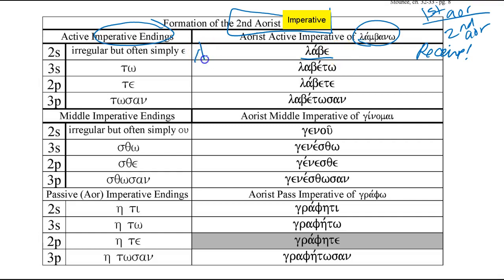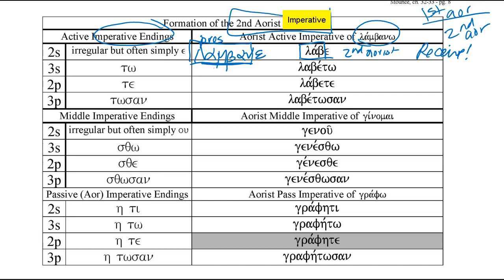And that's different from lambane, because this uses the lexical stem, and that would mean continue to receive. My command would be continue to receive. That emphasizes the present imperative. This is the present imperative form. But this is the second aorist form because it's using the second aorist stem or the verbal root lab. So that's how you distinguish it from the present imperatives.